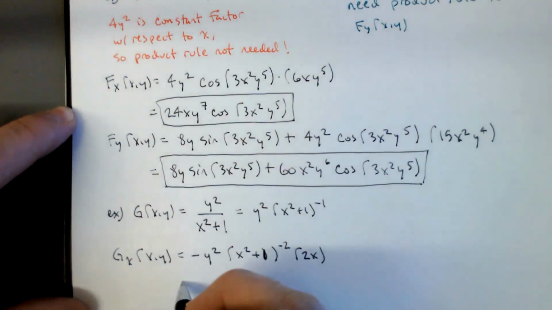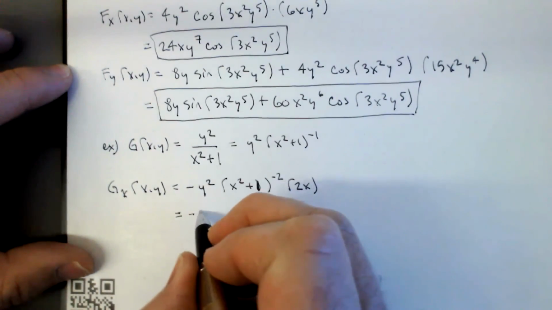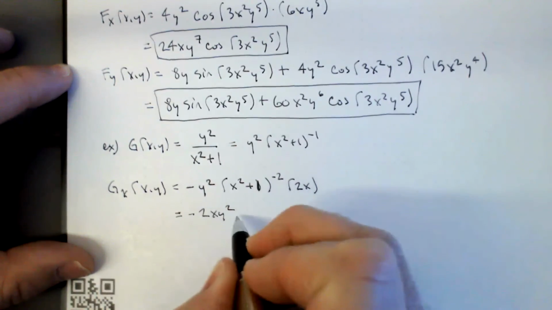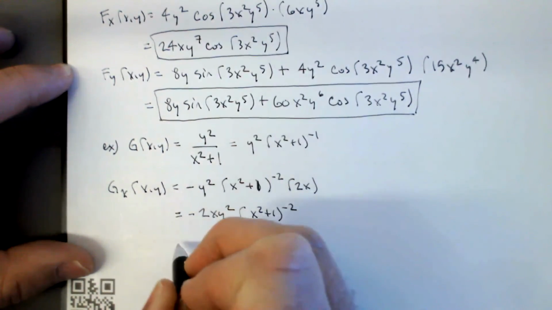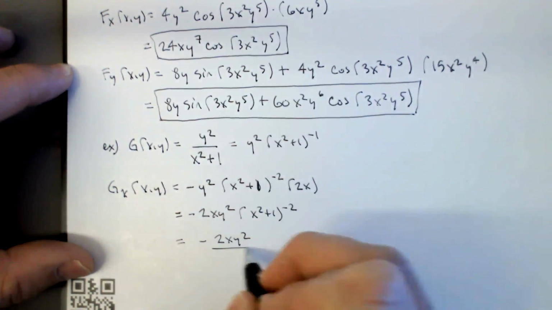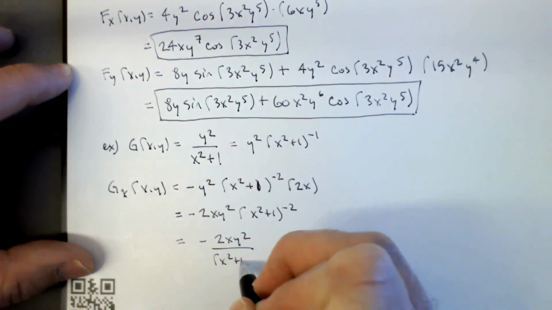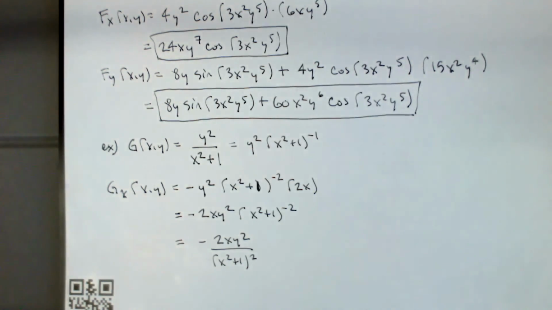But you might want to clean this up. Minus 2xy squared times x squared plus 1 to the negative 2. If you're like, oh, dude, that looks awful, you can write it as a fraction: minus 2xy squared over x squared plus 1 squared. But then we've got that negative. Do we want that negative to look like it's on top, or do we want to put it in the middle? Now we're getting into style, and that's kind of up to you. Any questions?